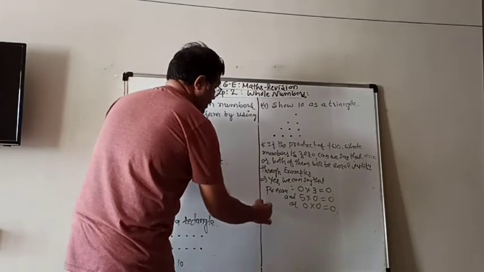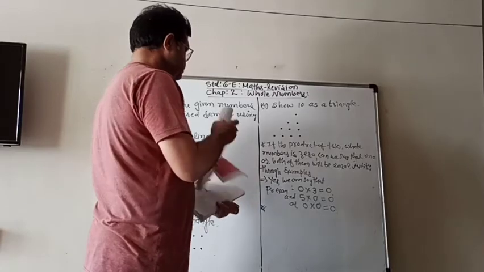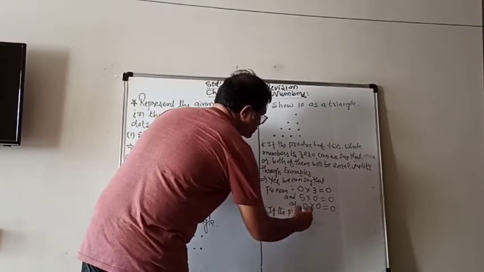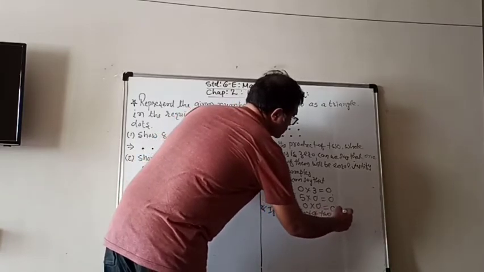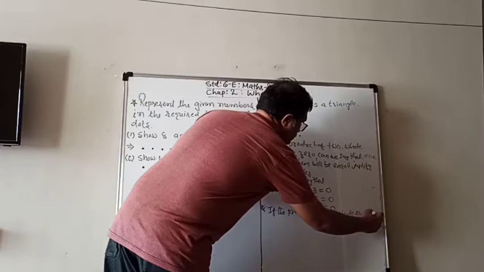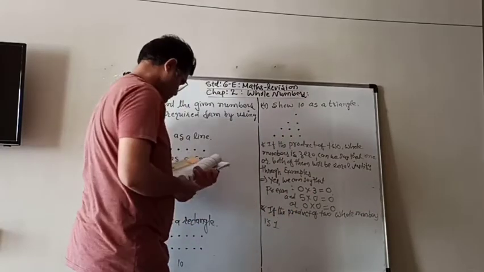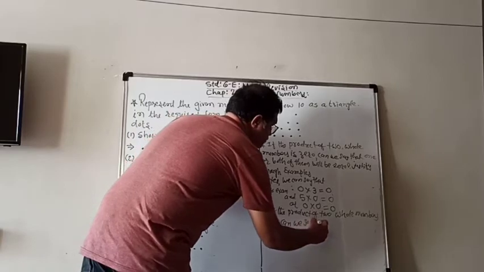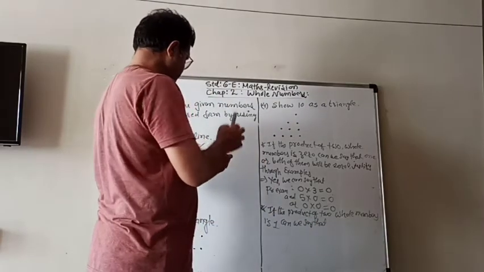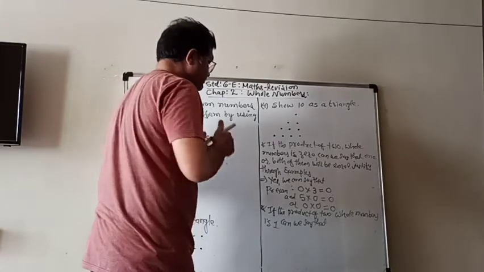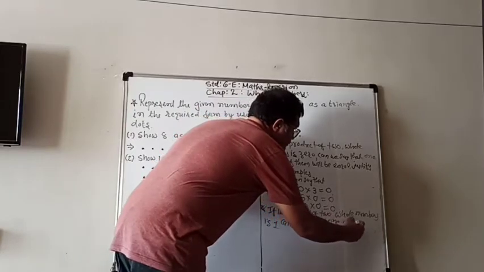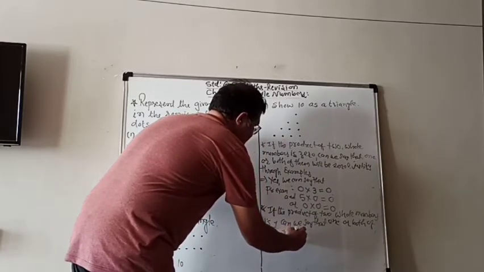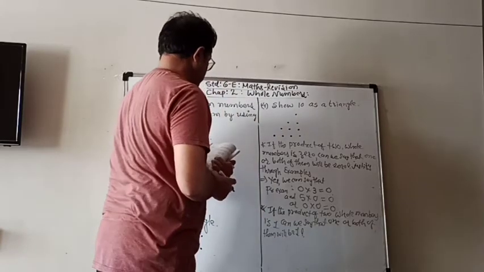Let's take one last question. If the product of two whole numbers is 1, can we say that one or both of them will be 1? Justify through examples.